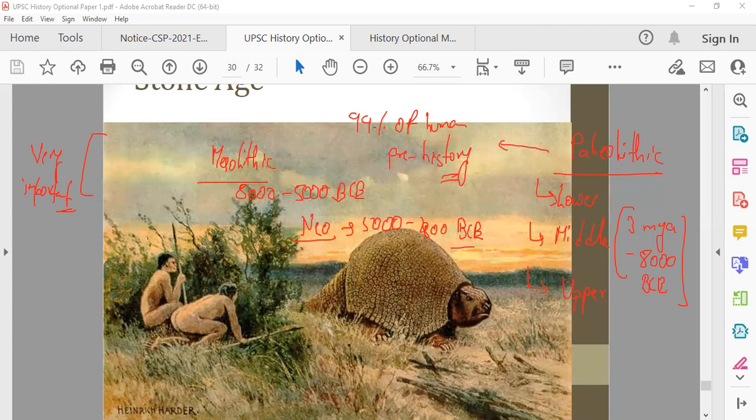So what have we discussed? What is the basic difference between Paleolithic, Mesolithic, and Neolithic? That the size of tools is becoming smaller, more refined.